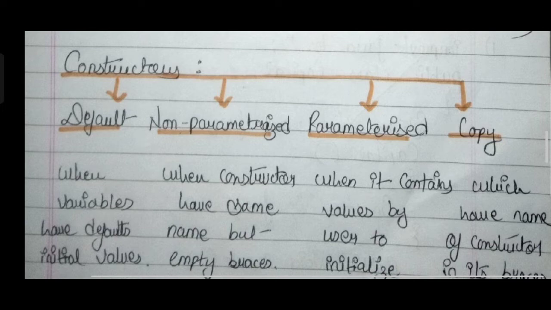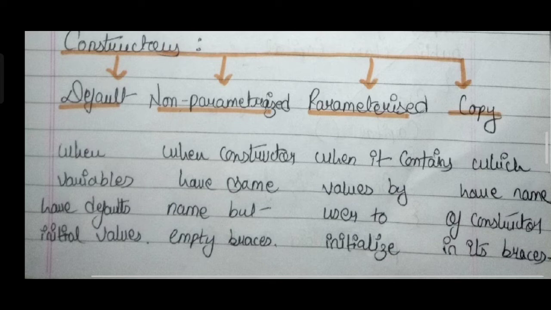Okay. Next is non-parameterized. When a constructor has the same name but empty braces, meaning it has no parameters, then it is called non-parameterized. Parameterized constructor is when it contains values given by the user to initialize. When the user passes the values to the constructor to initialize the instance variables, it is called a parameterized constructor. Last is the copy constructor, which has the name of the constructor in its braces, or you can also call this nested constructors, in which if two constructors have to share the same data, then it will copy it. So we will call it a copy constructor.